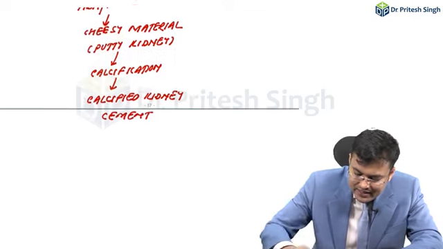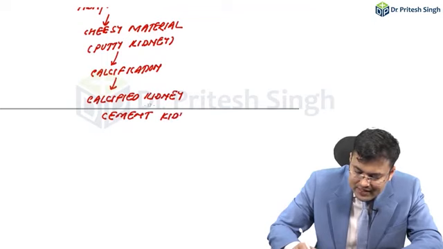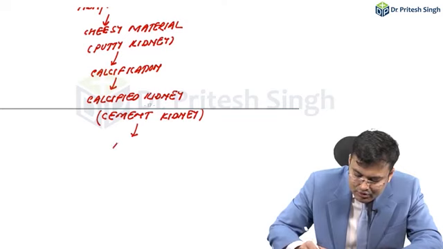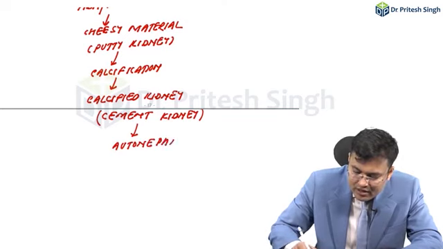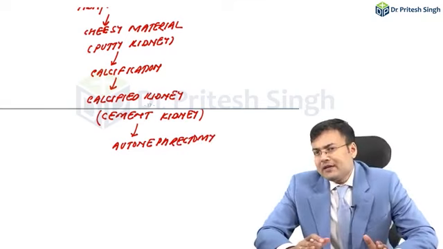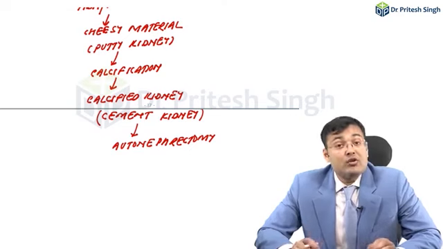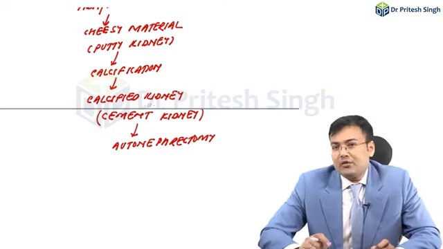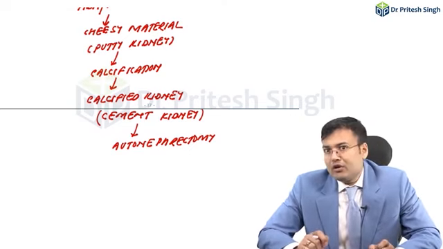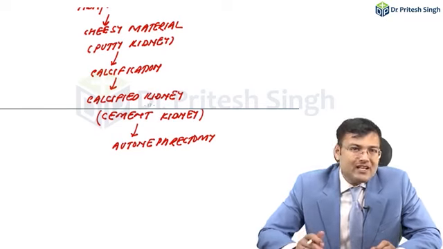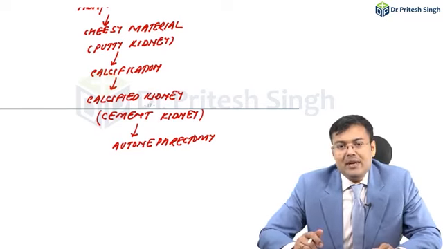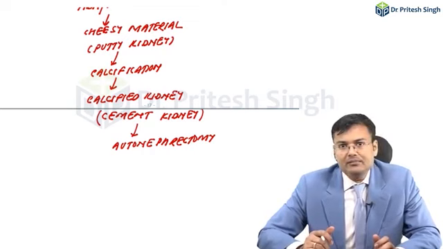And after calcification, the kidney loses its function, and this process is known as autonephrectomy. So this is a non-functioning calcified kidney, known as autonephrectomy. Autonephrectomy is seen in renal tuberculosis. Autosplenectomy is seen in sickle cell anemia. These are the sequence of events.